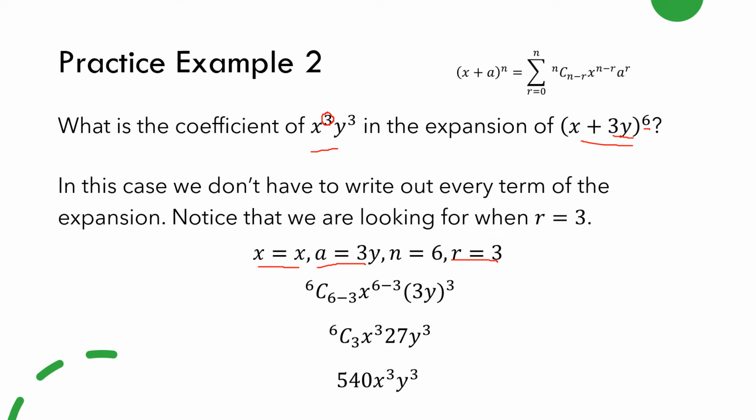So I plug in, and this time I put a 3 for r. And notice a is actually parentheses 3y cubed. So make sure you don't put the 3 on the outside, but all of that is the a term. And then you just simplify, and this is what you get: 540x cubed y cubed. So your answer here is actually 540. That's the coefficient.